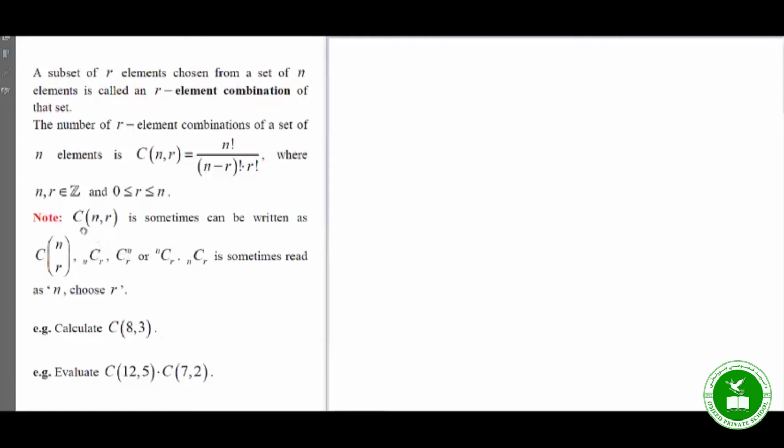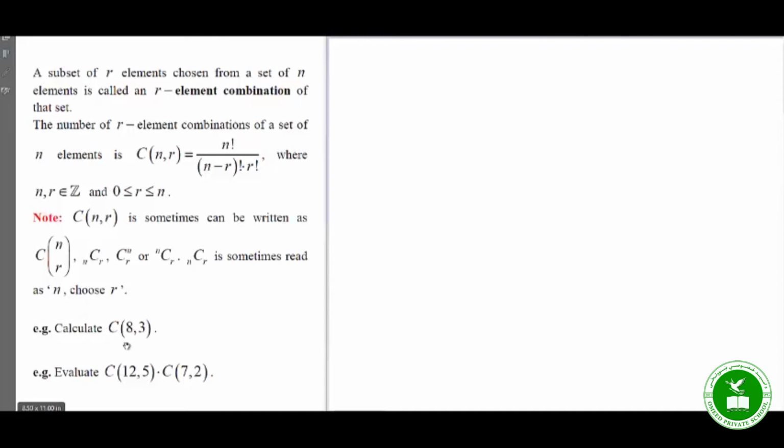We can also show or denote a combination of r elements selected from n elements in these ways: combination of r chosen from n, n chooses r, or combination of r from n. We can show them by this notation and this notation, and it's read as n choose r. It means from n elements we select R elements, or the R element subset of a set with n elements.